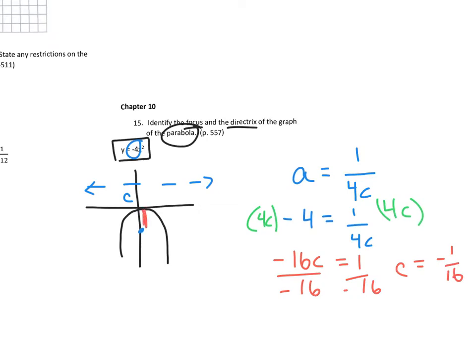So the focal point will be the ordered pair 0, negative 1/16, because it's on the y-axis. And the equation for your horizontal line will be y equals 1/16. It'll be positive 1/16 because this distance is positive, it's above it.